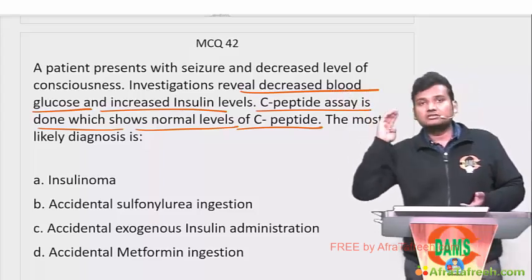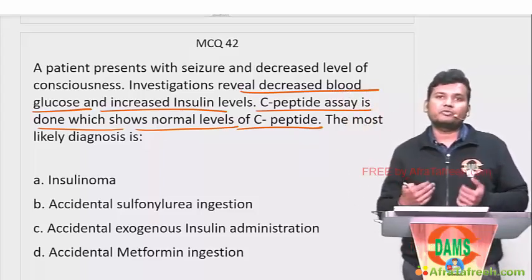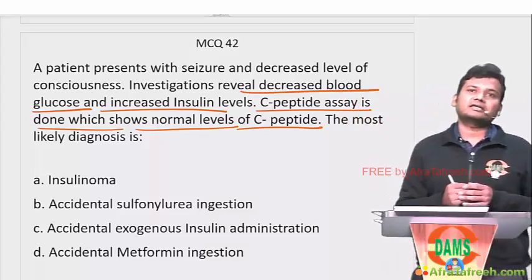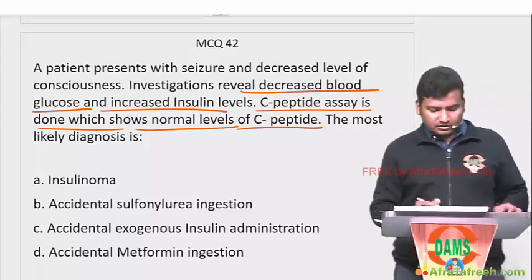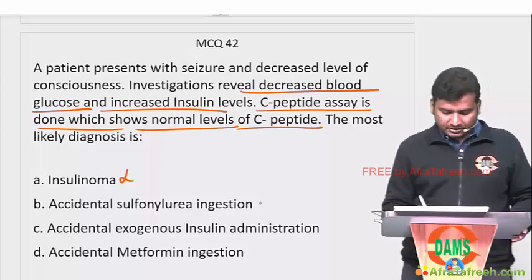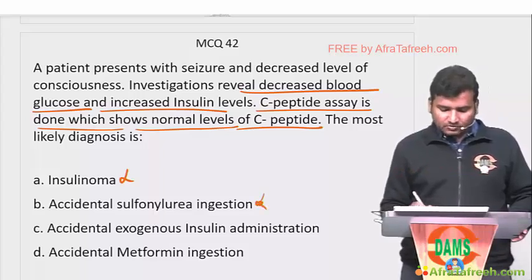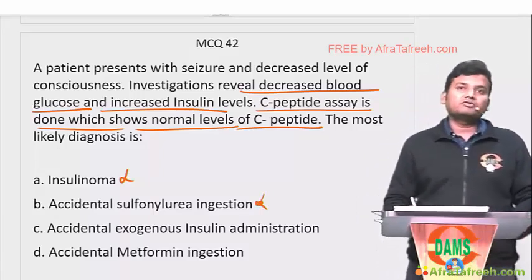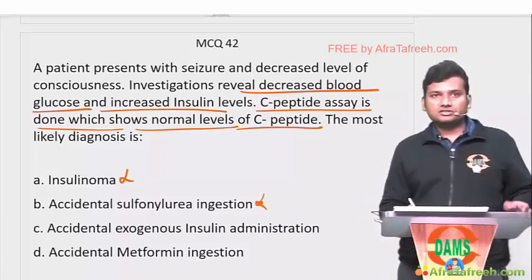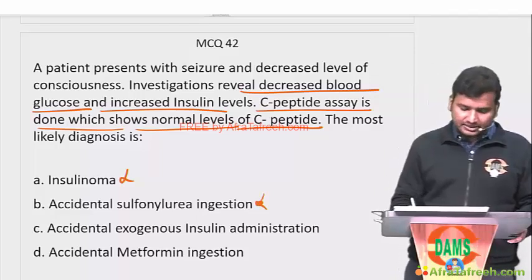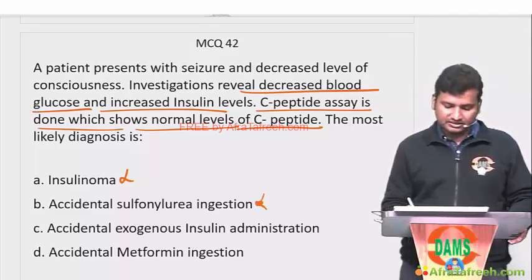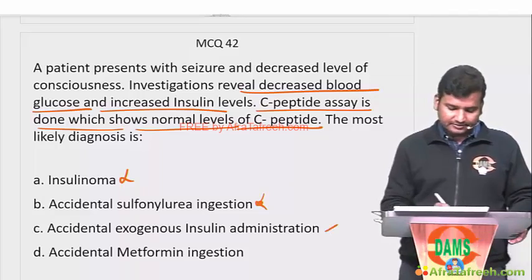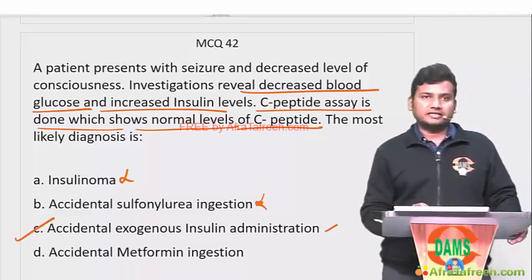It means insulin is not coming from the beta cell. Patient has taken exogenous insulin. So it is not a tumor. It is not possible that patient has taken sulfonylurea, because sulfonylurea increases endogenous insulin. Accidental exogenous insulin administration. Yes, it is correct. Answer is C.